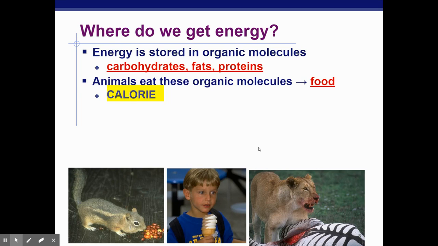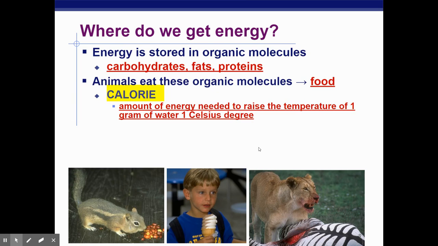And we measure the amount of energy in our food using the term calorie. So you see that on nutrition labels. Well, this is what a calorie is by definition. It's the amount of energy needed to raise the temperature of 1 gram of water 1 degree Celsius. So they have these special labs set up to test all of the food that we consume to find out how many calories they are.